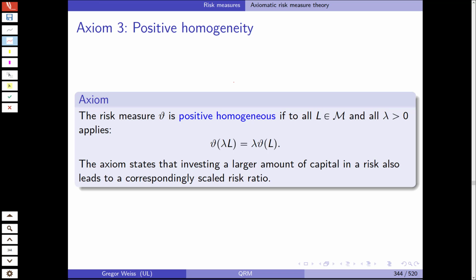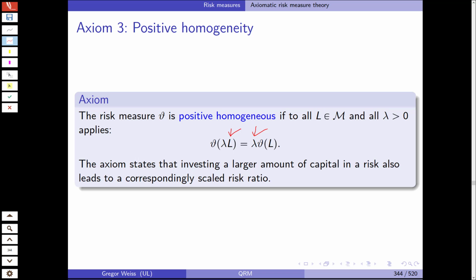The third axiom is the one of positive homogeneity. The risk measure nu is positive homogeneous if for all risks L and all positive scalars lambda, if we scale the loss L, we also have to scale the risk capital exactly by this amount lambda. Meaning what? It states that if we invest 5 times the cash in a risk, we also need 5 times the risk capital. It doesn't grow or shrink. If we buy 5 stocks, we have 5 times the risk and we need 5 times the risk capital.